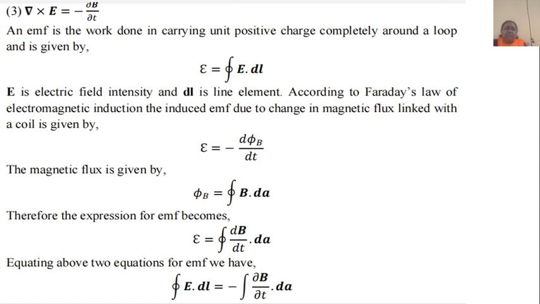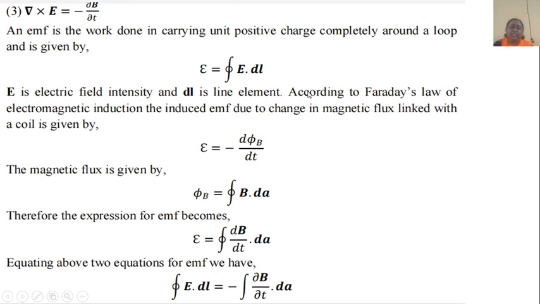Now, the third equation, that is del cross E equal to minus delta B by delta T. An EMF is the work done in carrying a unit positive charge completely around a loop and is given by induced EMF equal to closed integral of E dot dl, where E is electric field intensity and dl is line element.